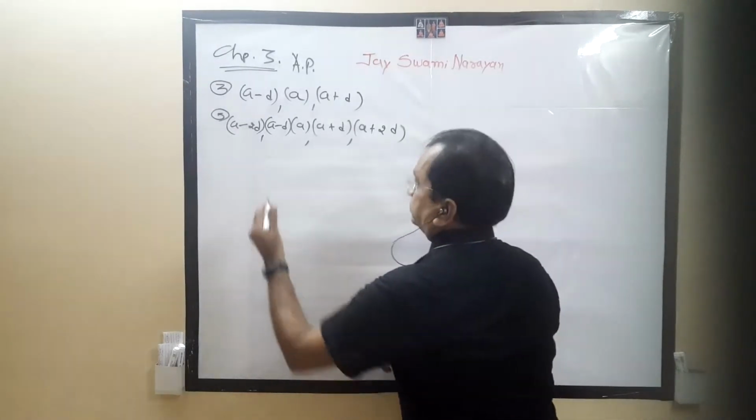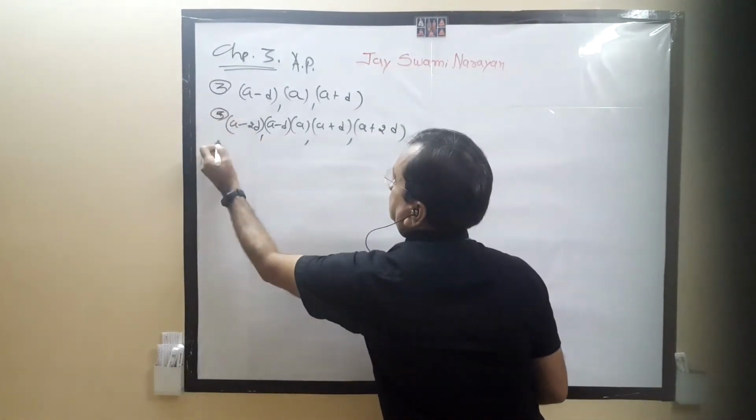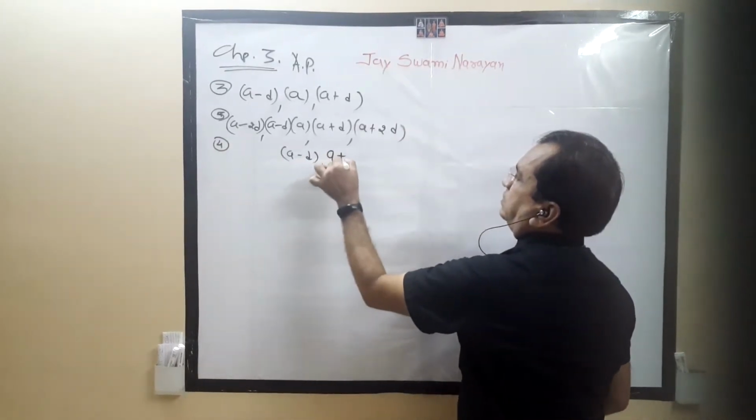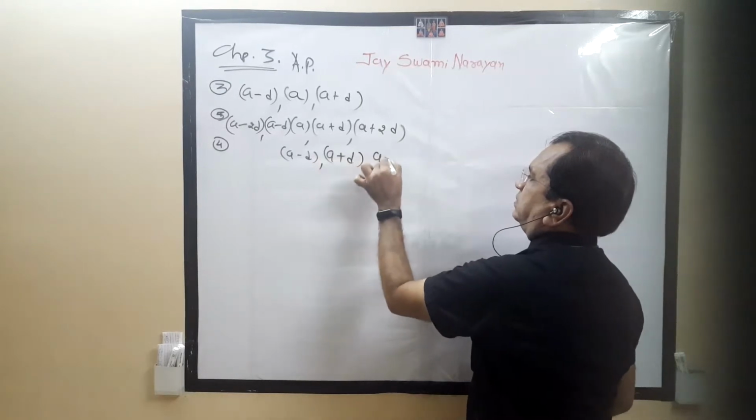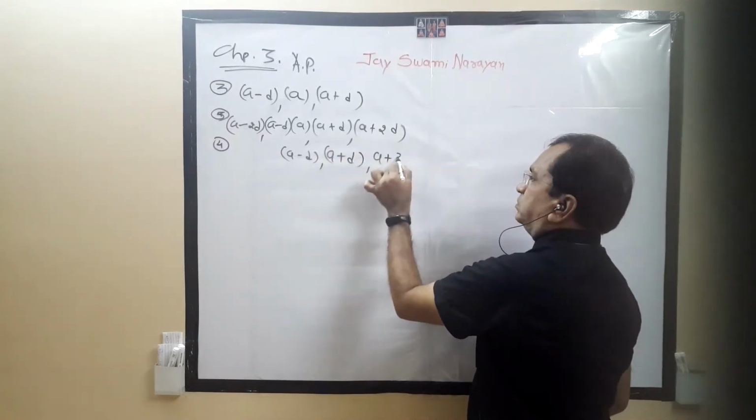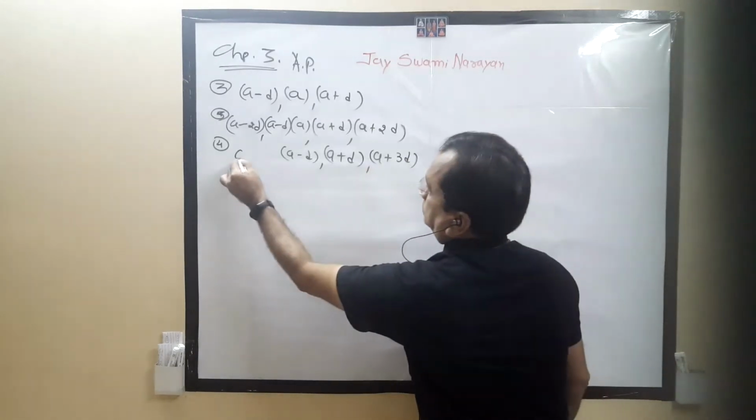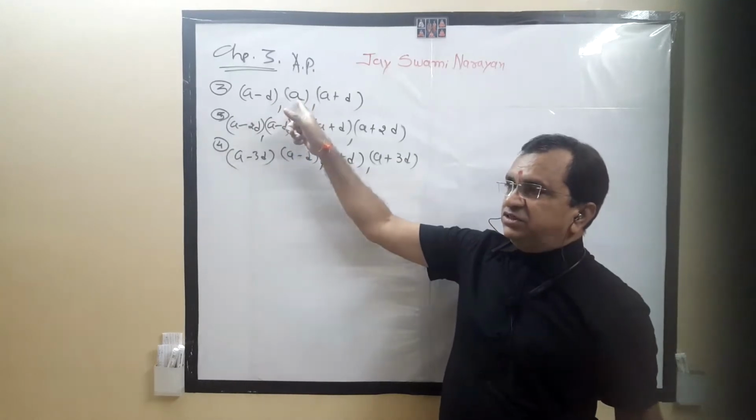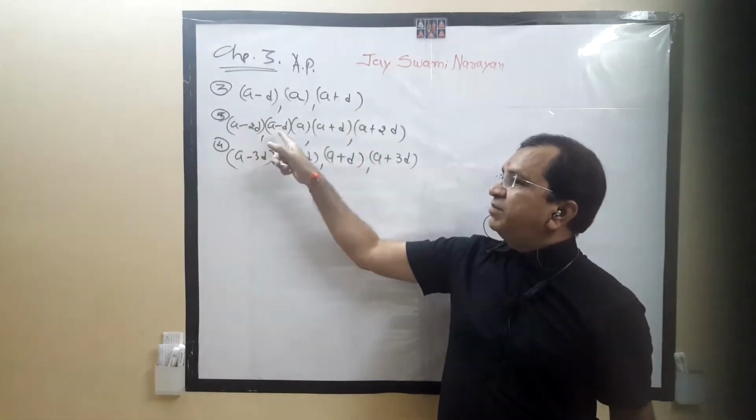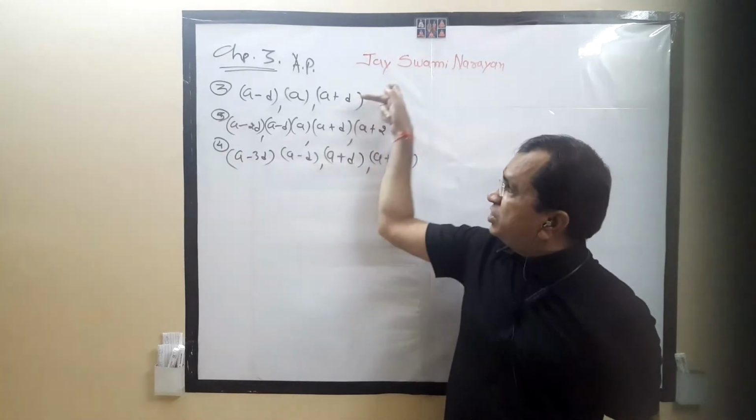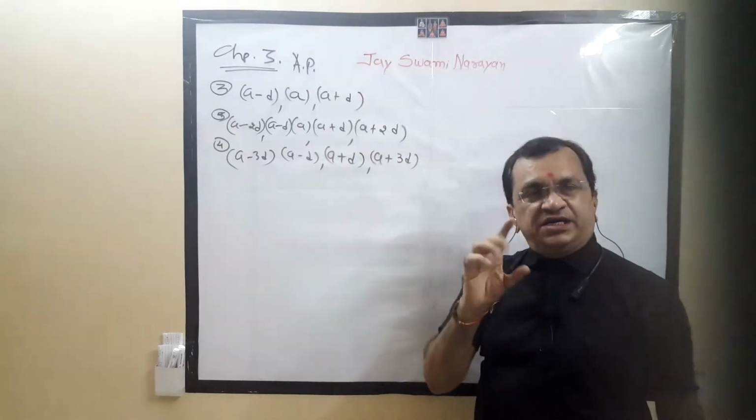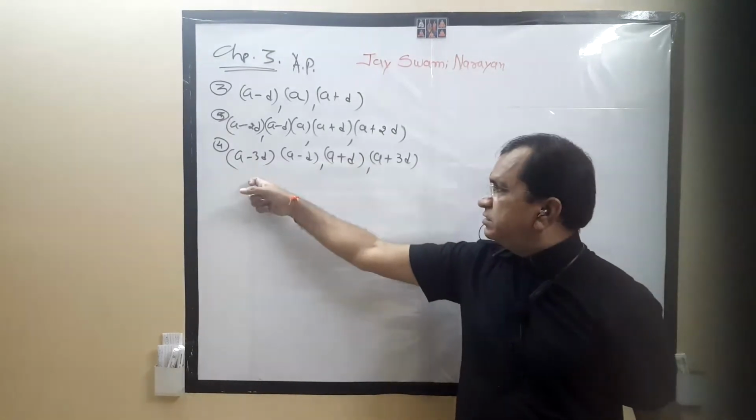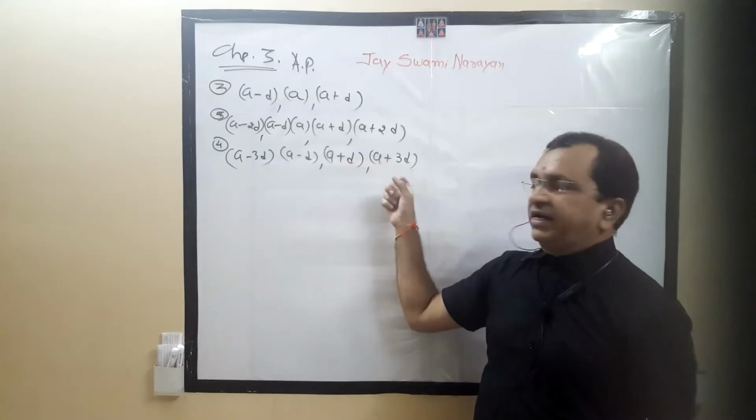And for 4 numbers, it is different from 5. For 4: A minus 3D, A minus D, A plus D, A plus 3D. Here the difference is only D, single D; and here the difference is 2D.